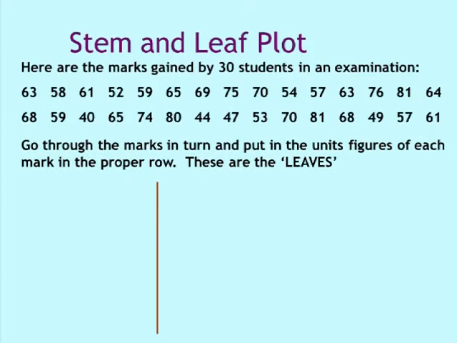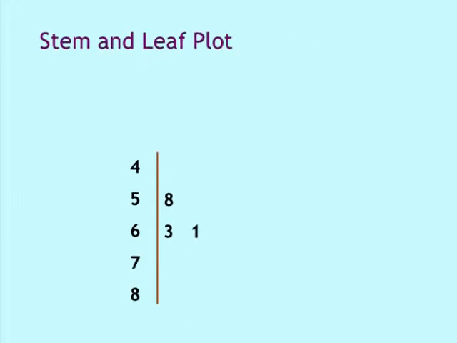And then for all the digits in the units, we will go through each of them and put them in the proper row. What do I mean by proper row? I'll show you now. These are known as the leaves. So the digits in the tens form the stem and the digits in the units will form the leaves. So again, if we have to mark 63, where do we mark it? It will go here, 8 will go here, and so on. So if we have all these numbers here, 63, 61, 58 has already been represented, and so on.